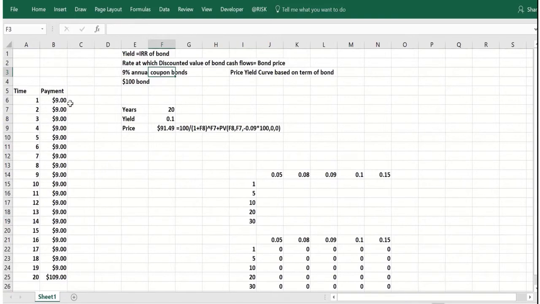So for example, it's a 20-year bond. It'll pay us $9 for 19 years, and then in the 20th year, it'll pay us back the face value of $100 plus that $9 coupon. And what we want to do is figure out the relationship between the price and the yield.